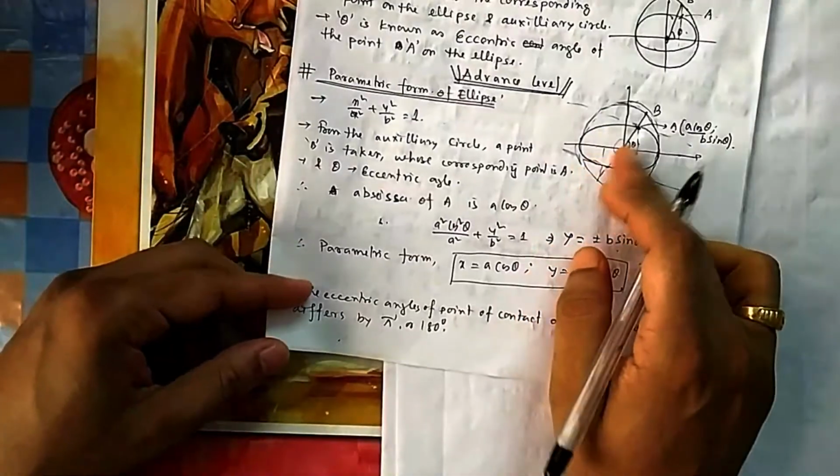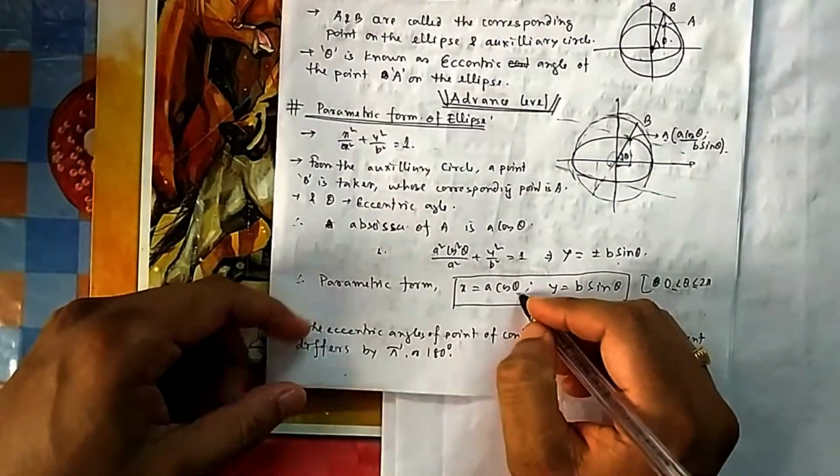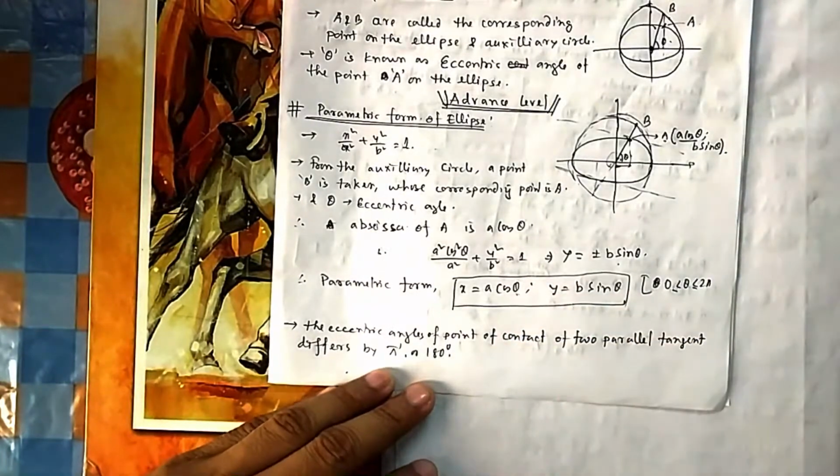Theta can vary from 0 to 2 pi. So that is the importance of theta. This theta is nothing but your eccentric angle.